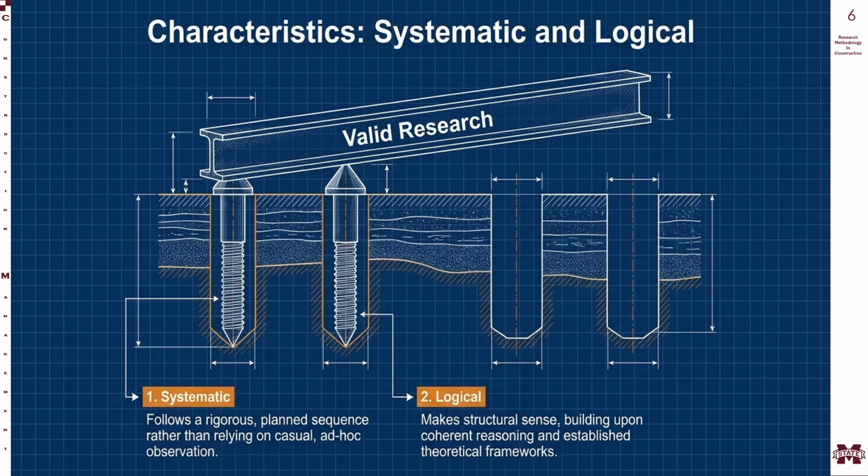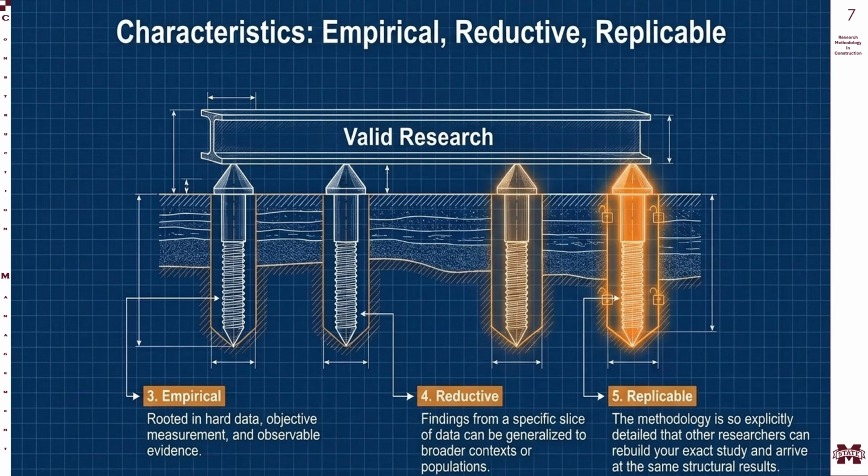In the slides, formal research is described as having 5 key characteristics. First, it's systematic. You're not just wandering around collecting observations. You follow a planned, rigorous sequence of steps. Second, it's logical. Your study should hang together structurally. Your conclusions should follow from your data and your reasoning, not from assumptions you haven't tested. Third, it's empirical. That means it's rooted in reality, based on data, measurements, and observable evidence, not just opinion or intuition.